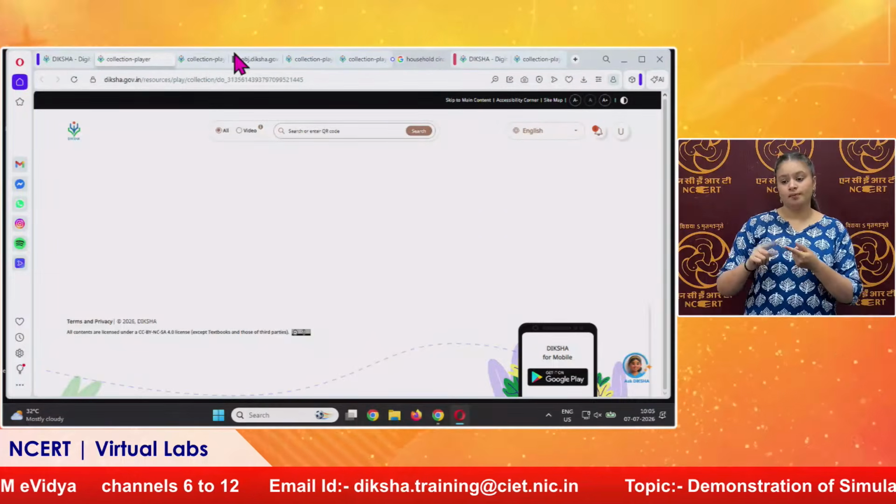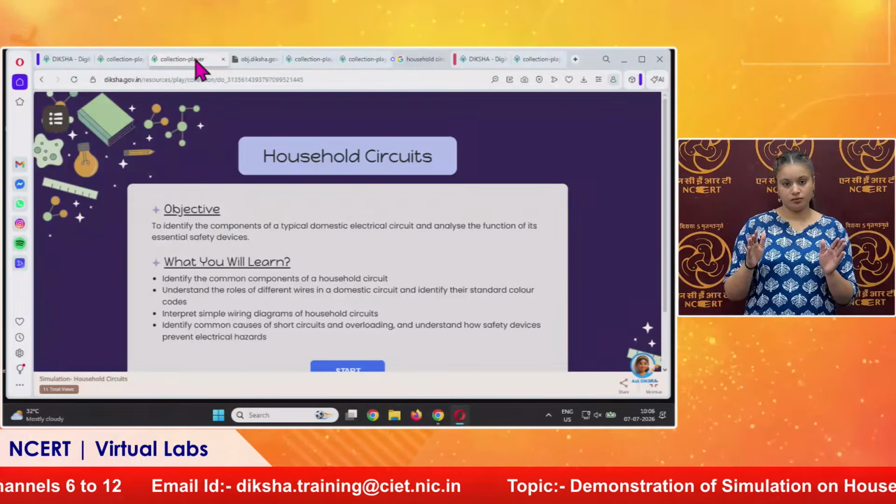I have already opened this experiment for you. TOC means table of contents. All the experiments are arranged here one by one, and there itself is the household circuit. So I have already opened it.